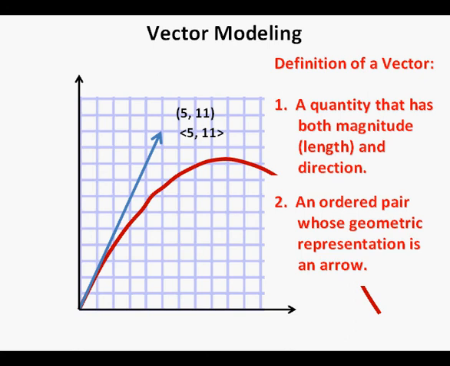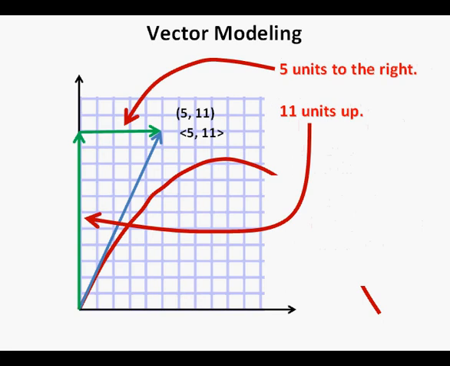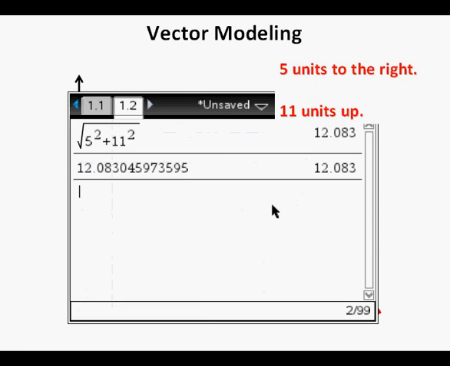This vector can be separated into vertical and horizontal components. The vertical component is 11 units up, and the horizontal component is 5 units to the right. To find the size of this magnitude, we find the length, and to do that, we can use the Pythagorean theorem. So we would find the magnitude by taking the square root of quantity 5 squared plus 11 squared, and that's a little over 12, about 12.083.